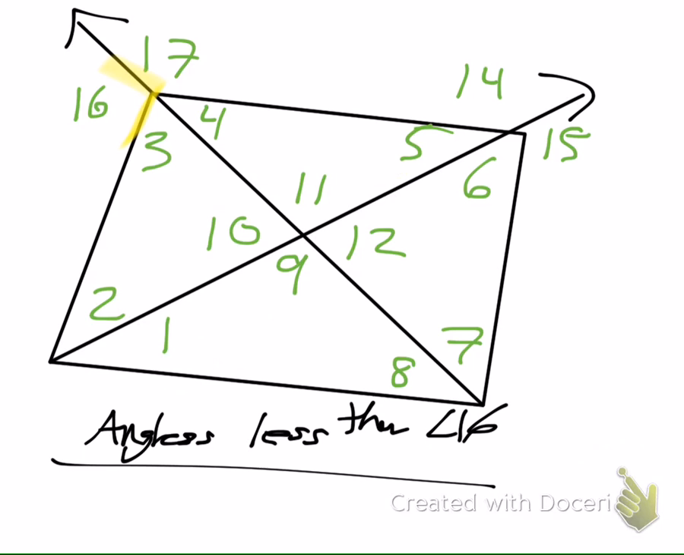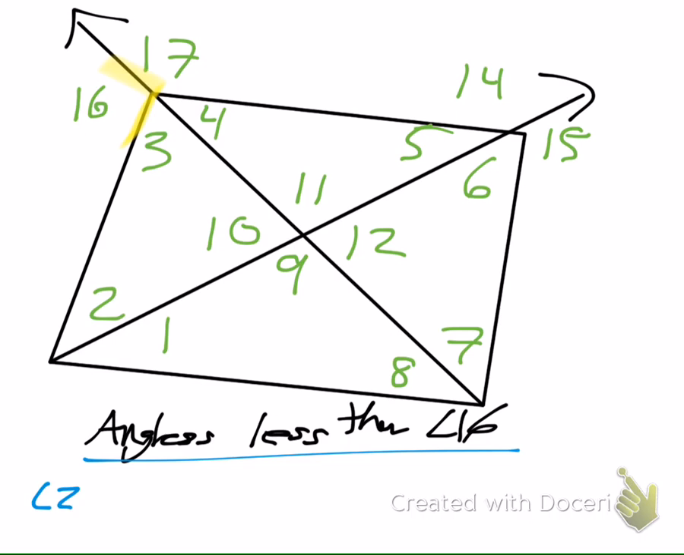Okay, in this figure, I'm looking at angle 16. I want angles less than that angle. So let's first just look at this small triangle. It's the exterior angle. What are the two remote interior? 2 and 10. So I know it's bigger than both 2 and 10. So I can add angle 2, angle 10.